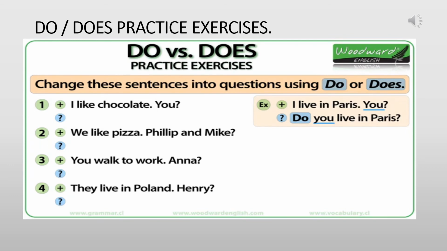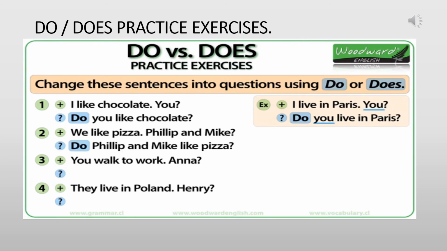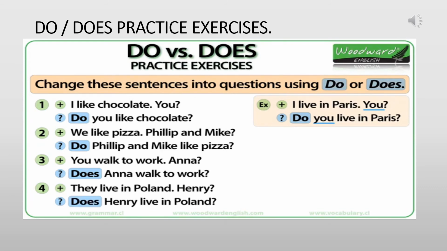One. I like chocolate. You? Do you like chocolate? Two. We like pizza. Philip and Mike. Do Philip and Mike like pizza? Three. You walk to work. Anna? Does Anna walk to work? Four. They live in Poland. Henry? Does Henry live in Poland?